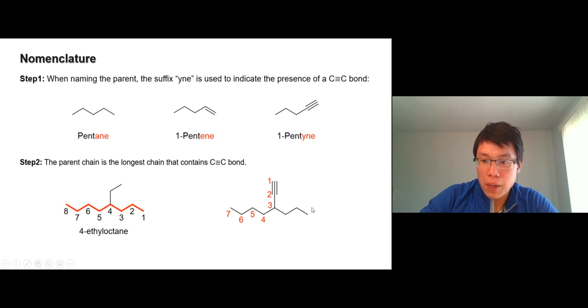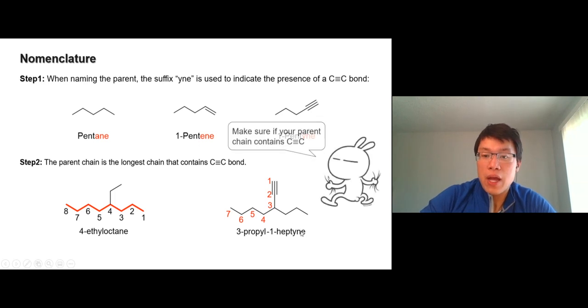So we've got a propyl group at position 3. So we go 3-propyl, and 7 is heptyne, and the alkyne is at position 1. So 1 and 2, we take 1, the lowest one. So 1-heptyne, or 3-propylhept-1-yne. Either way works. Sometimes if there's a 1 right here, we just ignore it. So we can do 3-propylheptyne. That works. Make sure that your parent chain includes the triple bond.